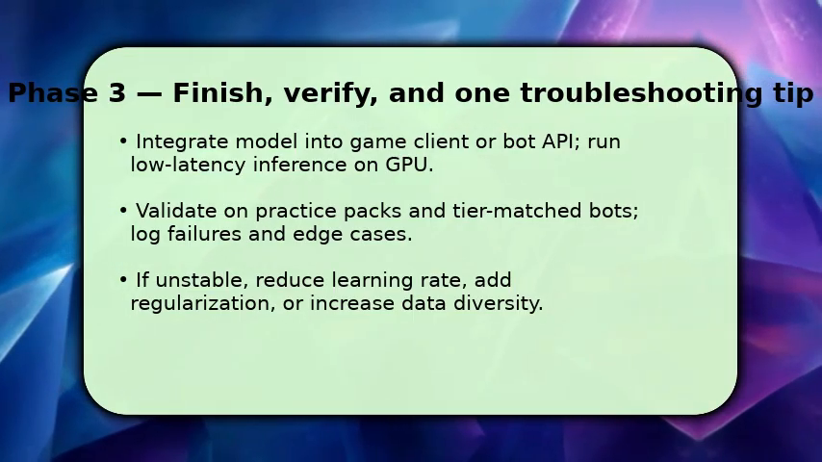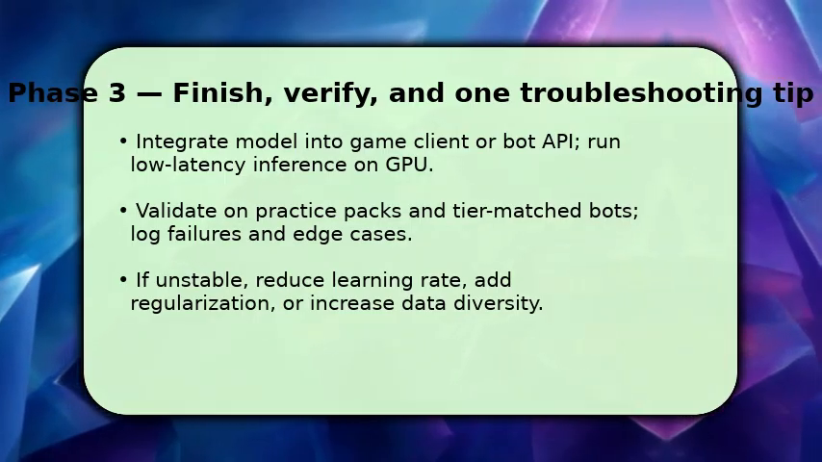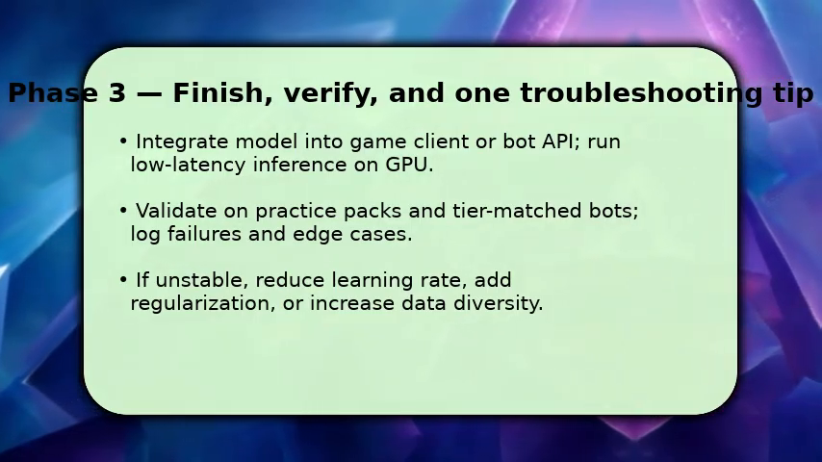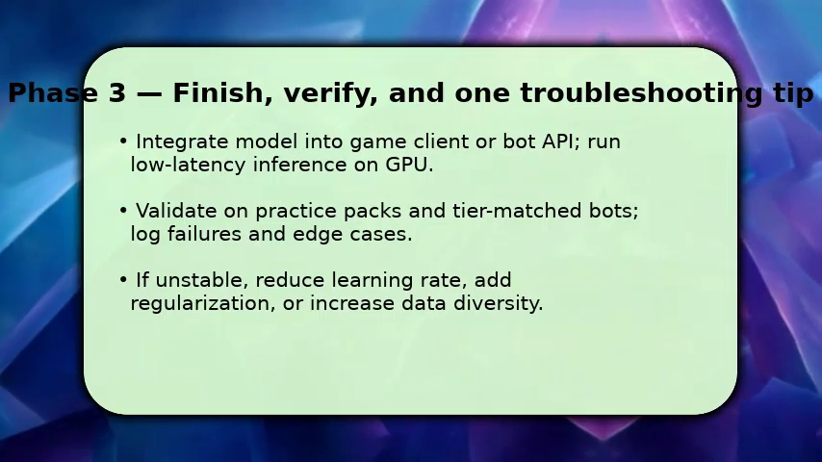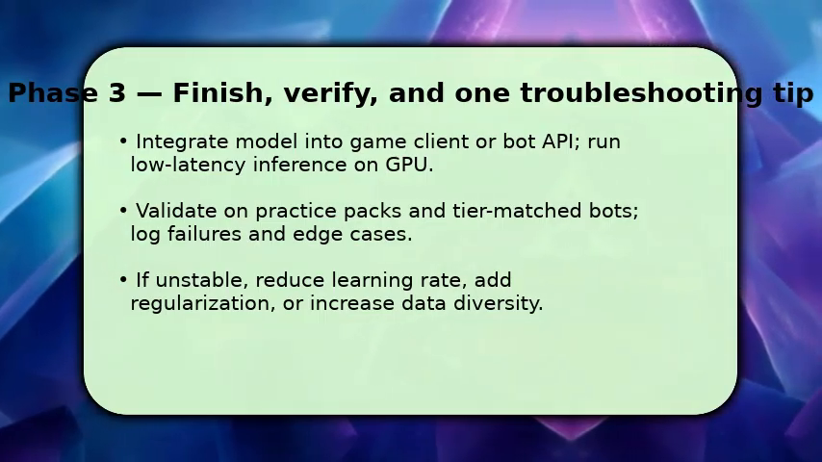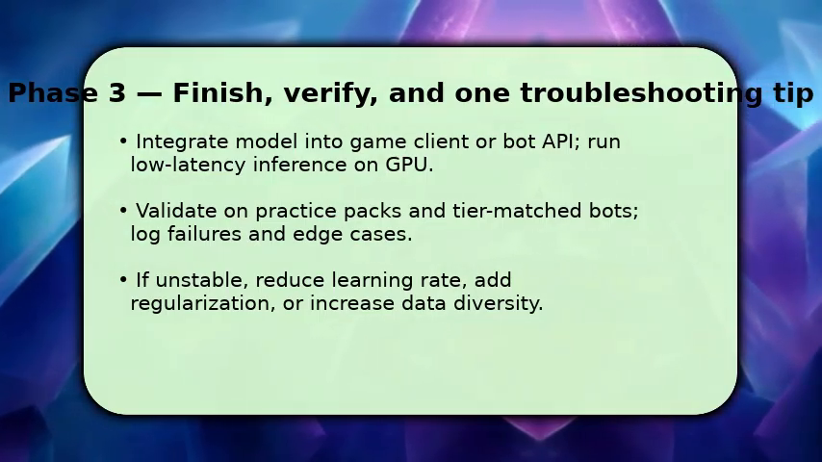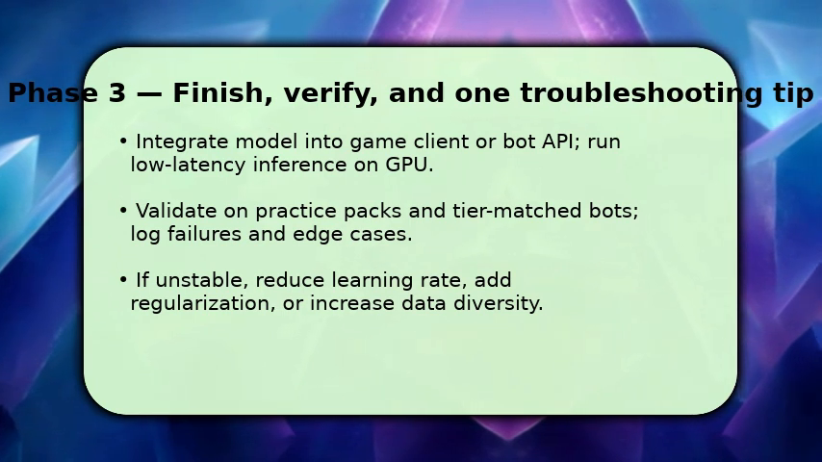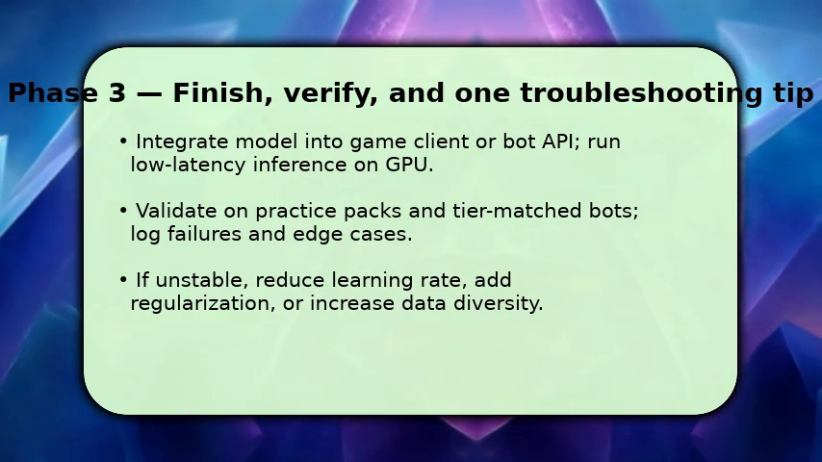If behavior is jittery or overfitted, make sure to reduce the learning rate and add regularization or dropout, and expand diverse training data. This fixes common stability issues. Finally, keep a retraining cadence, weekly updates, for steady improvement and adaptation.